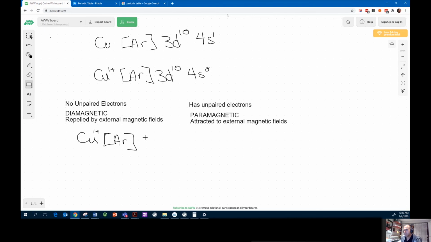Let me draw the orbital boxes. 1, 2, 3, 4, 5. This is 3d, and this is 4s. If I put in my electrons, 1, 2, 3, 4, 5, 6, 7, 8, 9, 10. So copper +1 has no unpaired electrons. It is diamagnetic.